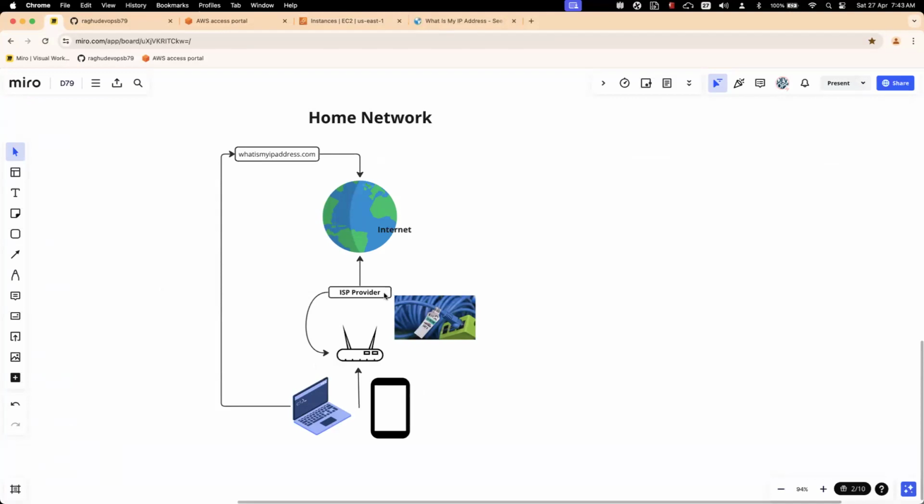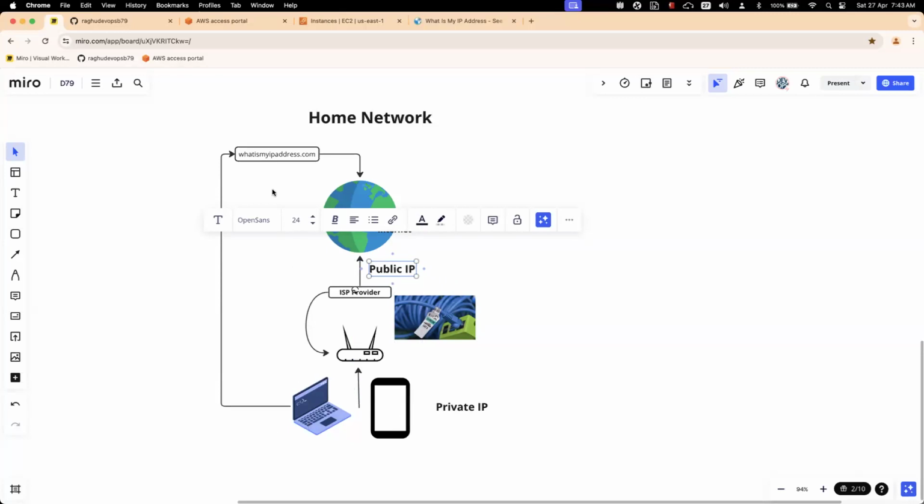Okay, so the IP addresses which your Wi-Fi router provides to the devices are called private IPs. The IP address which the ISP provider provides is called a public IP. Okay, this range is accessible by the internet, and this range is only accessible within your home. That means within your home, you can connect your laptop to mobile directly, by the way.